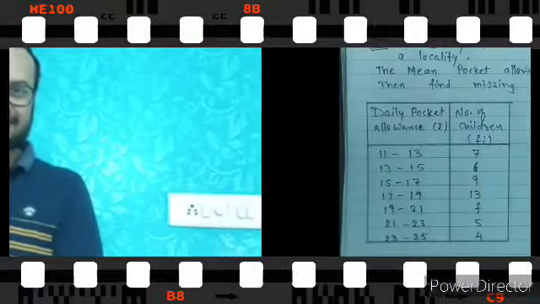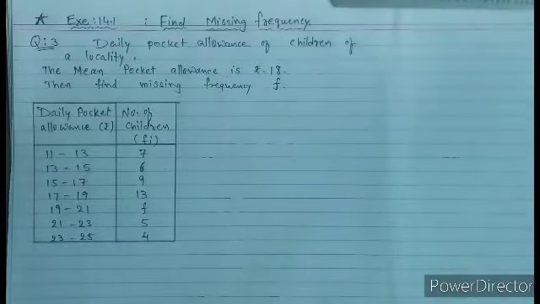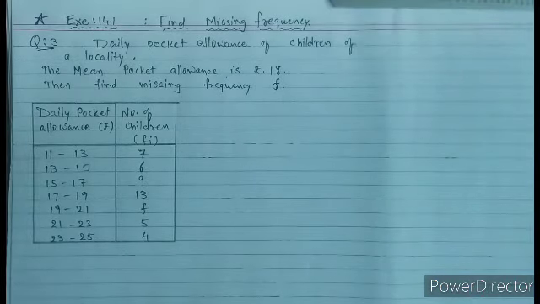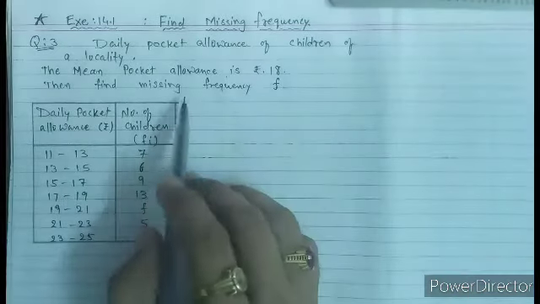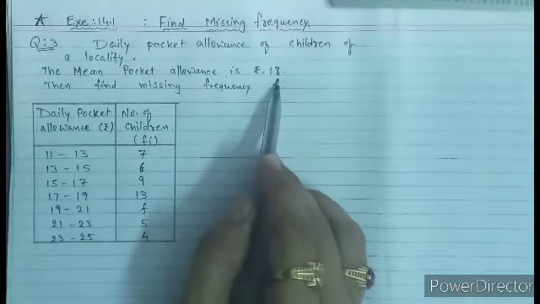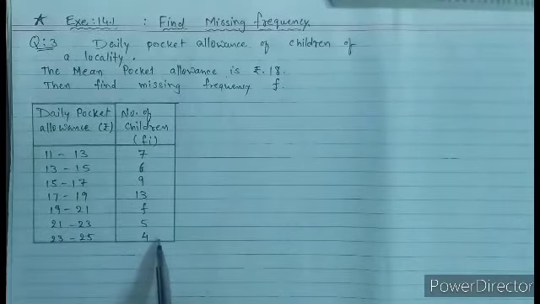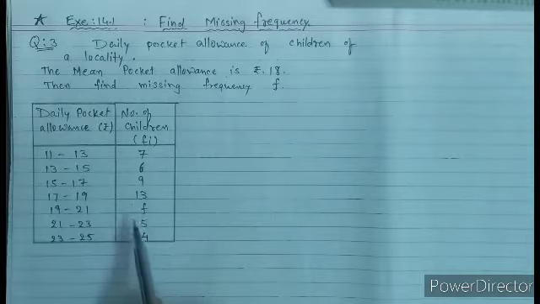This is episode number 4, statistics. So here is our question. The daily pocket allowance of children of a locality is given here. The data is given in the distributed form. We are given the mean pocket allowance, which is rupees 18, and there is one missing frequency in the given data. We have to find the missing frequency f.